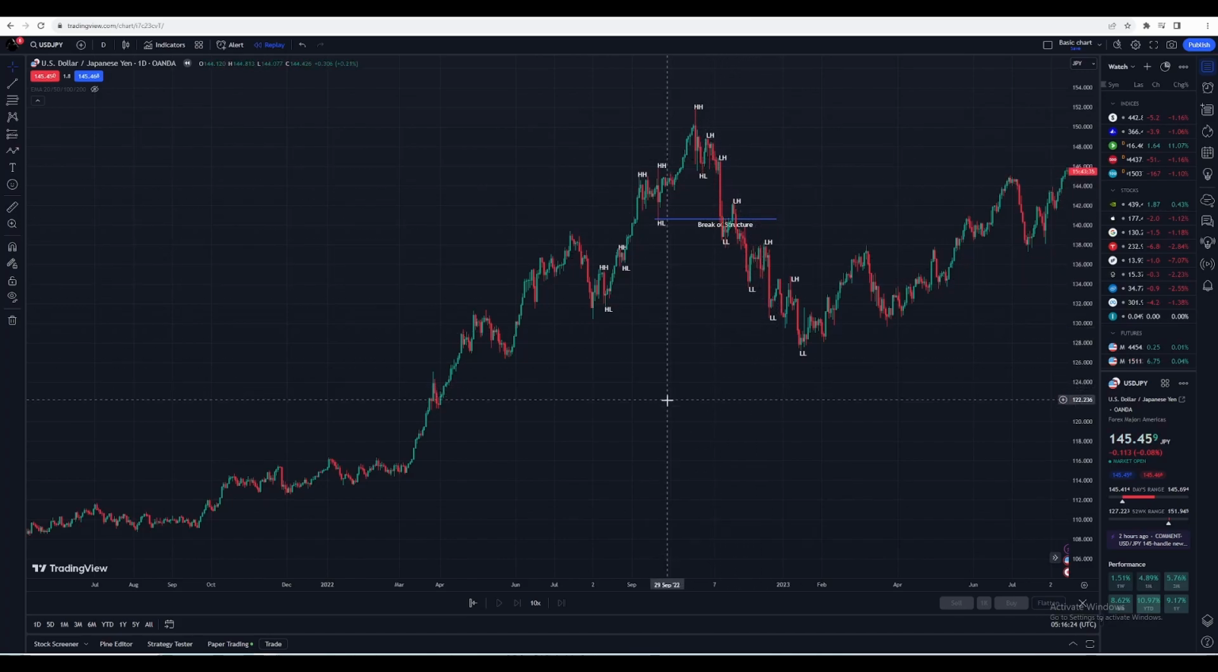So what it's good to do actually when you're trying to look at market structure is to look at different time frames. So if we started on the 1 hour chart and we identified the market structure we saw before, you can check the daily chart as well to see that this is actually going in the same direction.